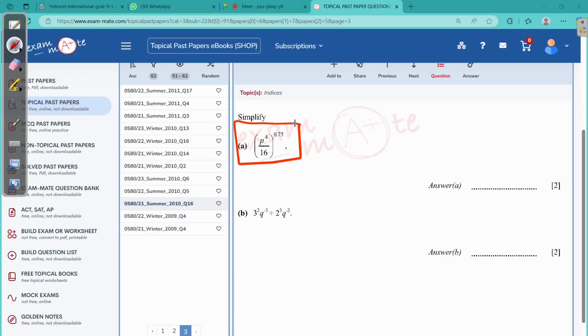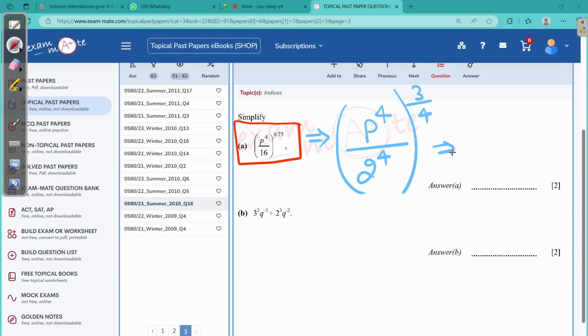You multiply the powers. Okay, please see. So what can we do? We can simplify this in many ways. The first way, which is coming to my mind: 0.75 I wrote as 3/4. So when you multiply, you add the powers. See, p raised to power 4, and the denominator can be written as 2 raised to power 4 also, right? And then you have the power 3 upon 4.